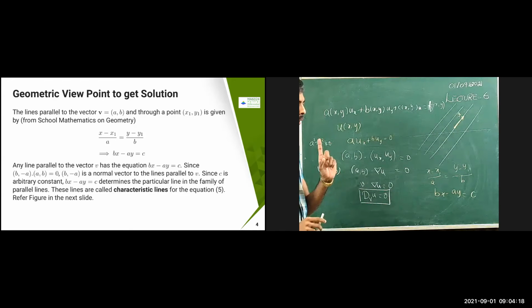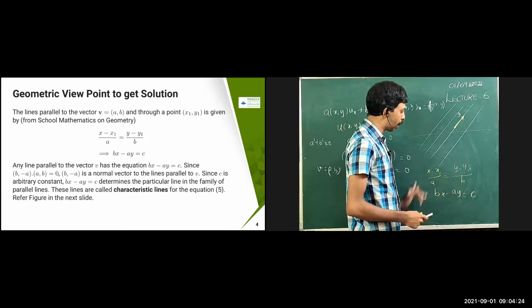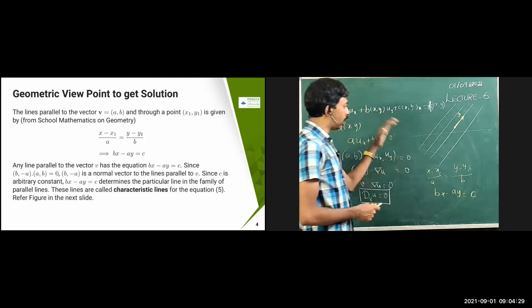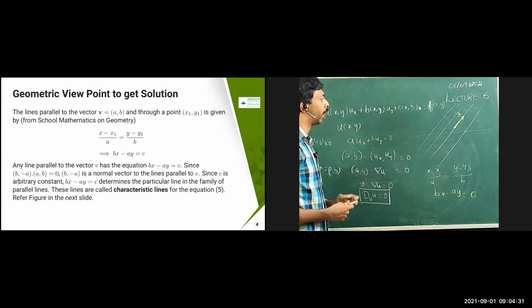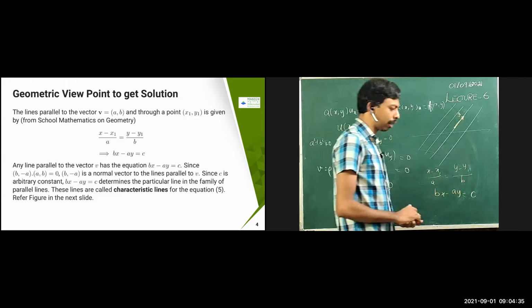Okay, not only one straight line, you are going to get a family of straight lines. Since c is an arbitrary constant here, you are going to get a family of straight lines. So these are all called characteristic lines. This idea we are going to extend further for the method called method of characteristics. So there is a method of characteristics which we are going to apply.